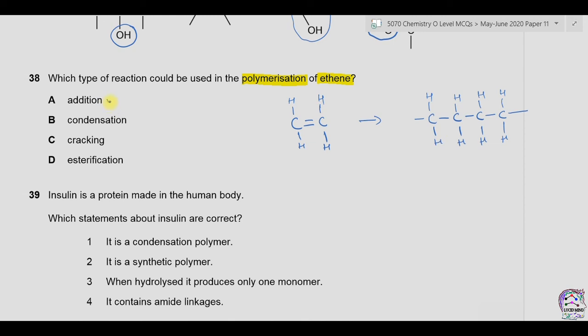So option A is addition. Option B is condensation, as no water molecule is formed, so therefore it is not condensation. C is cracking. Cracking means the breaking of a hydrocarbon into smaller fractions. As we are increasing the number of carbon atoms, so therefore it is not cracking. D is esterification, the formation of ester. There is no ester formed in this product. So the correct option is A.